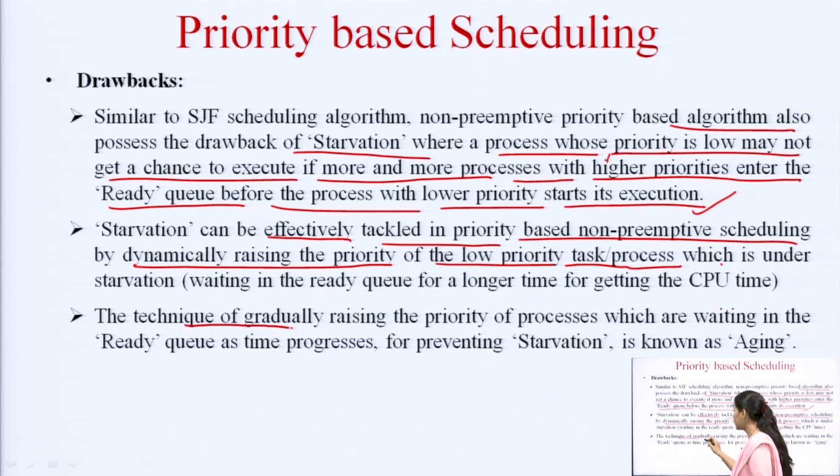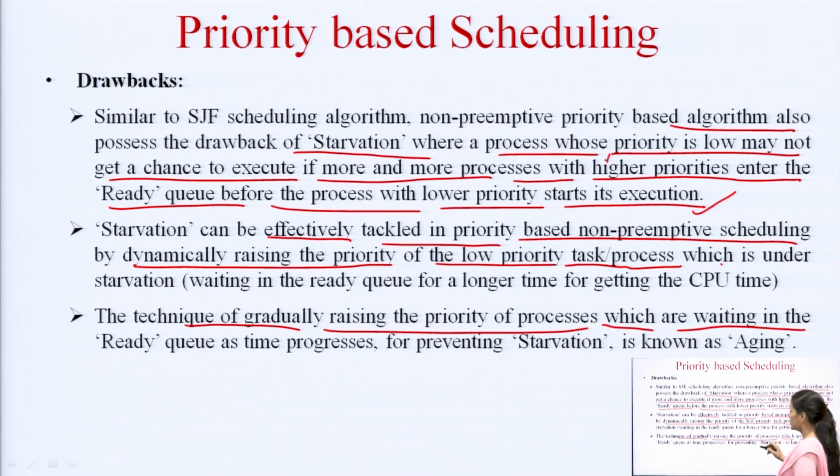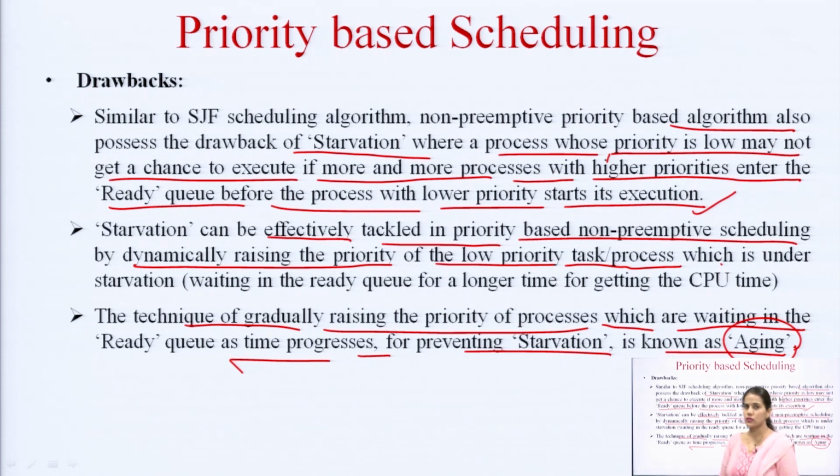So, the technique of gradually raising the priority of processes which are waiting in the ready queue, as the time progresses, for preventing starvation is known as aging. So, this process of dynamically raising the priority of the tasks is known as aging.